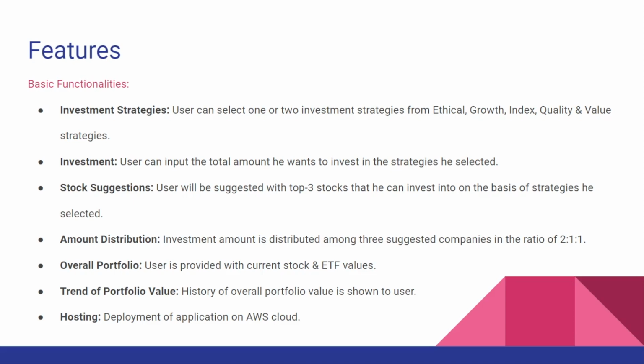We implement these strategies using a mix of qualitative filters and quantitative metrics. For instance, the ethical strategy filters out companies based on ESG, environmental, social, and governance ratings, while the growth strategy uses financial ratios like PEG, price, earnings, and growth, and ROE, return on equity, to identify high growth stocks.